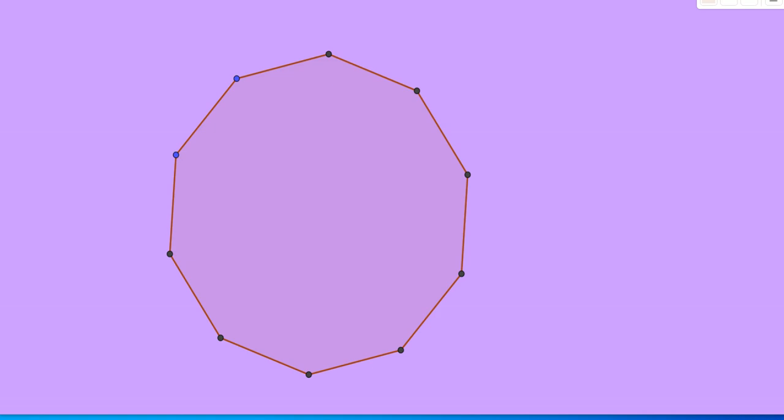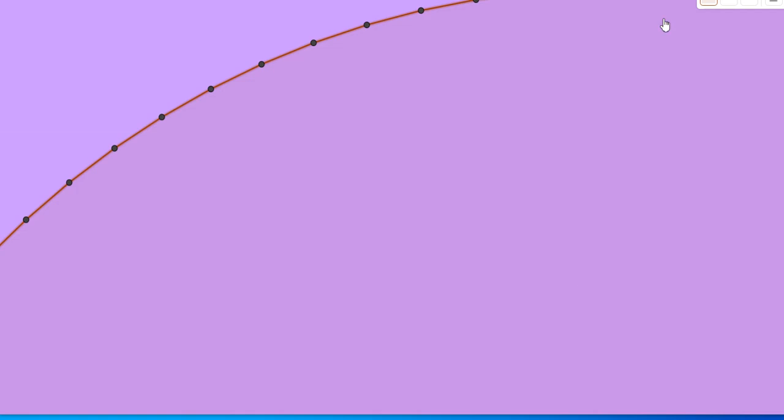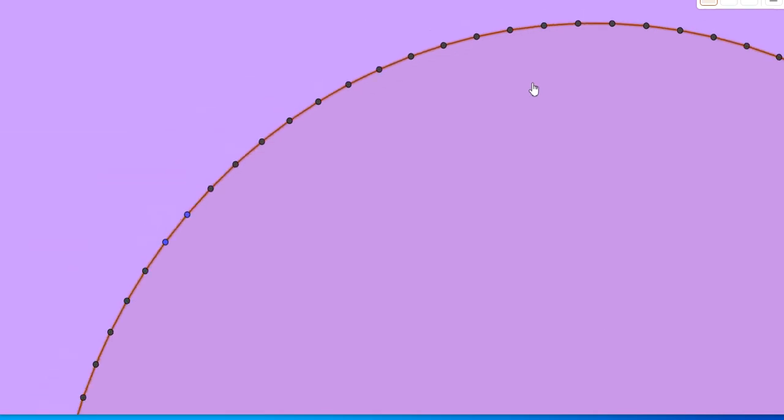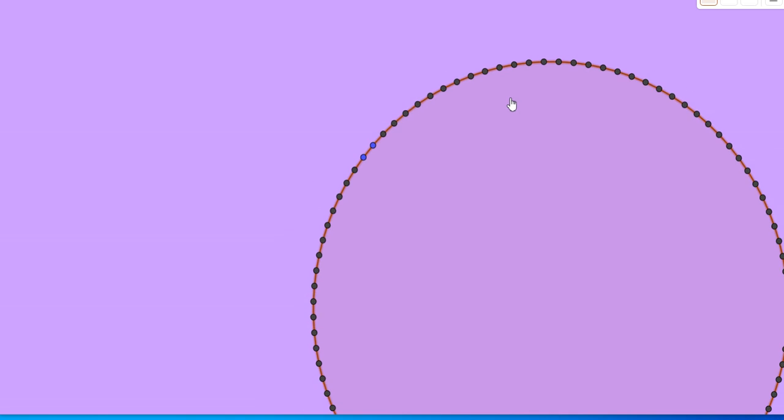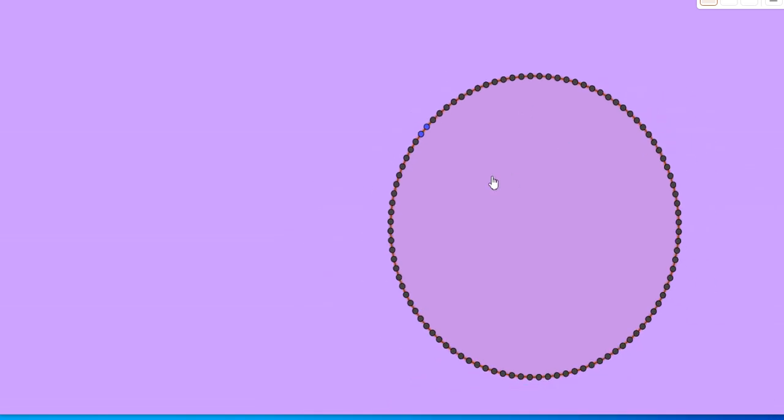How will a regular polygon having 25 sides look? Let us see. This is a regular polygon having 25 sides. Now what about a regular polygon having 100 sides? Here you can see a regular polygon having 100 sides. That means when the number of sides increases, the regular polygon tends to a circle.